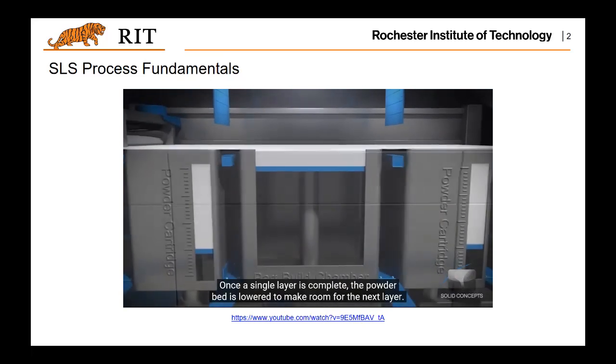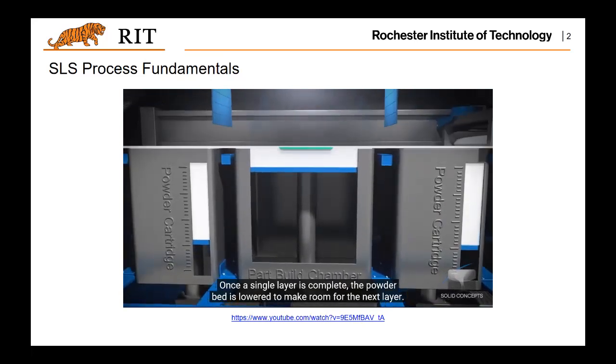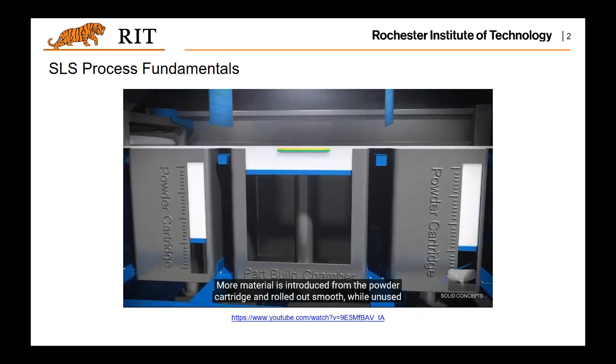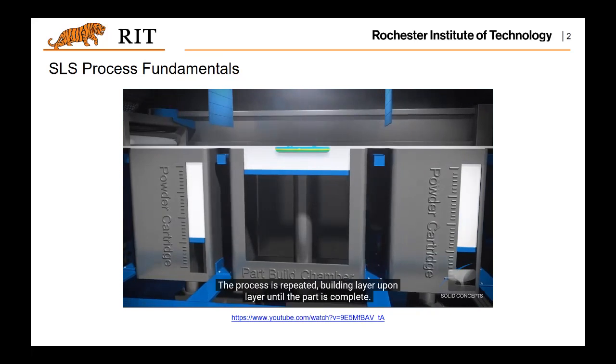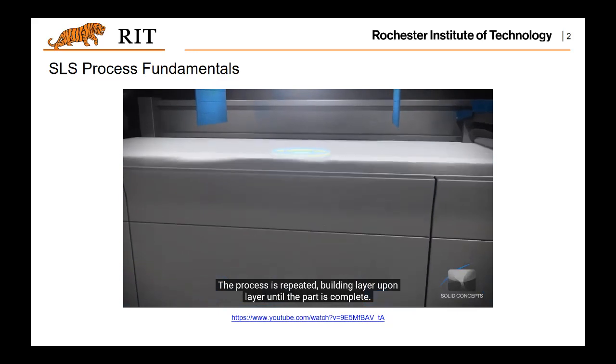Once a single layer is complete, the powder bed is lowered to make room for the next layer. More material is introduced from the powder cartridge and rolled out smooth, while unused material is recycled. The process is repeated, building layer upon layer until the part is complete.